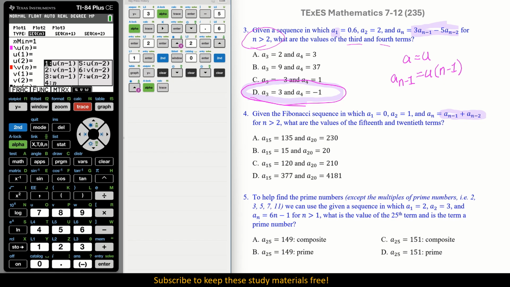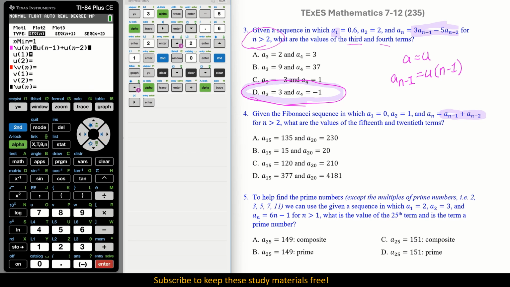So that's alpha trace number 1 and then plus. But now we need to go to alpha trace and pop over to number 5 and press enter. Okay, that's what we need. Now our first term is 0, so 0 enter and then 1 enter. Let's double check. Do we have what we need? Yes, 0, 1. And our window, I do believe, is still at 1.